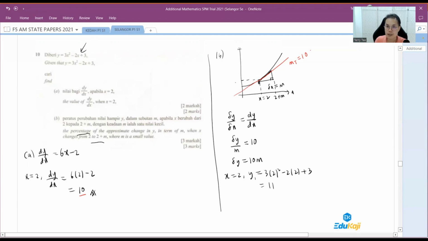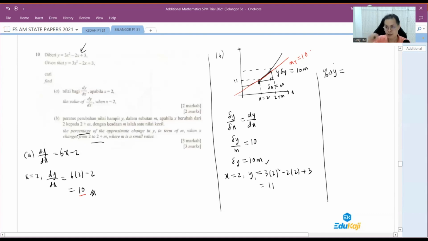Over here, 11. So now your y actually increases by delta y. In this case, your delta y is 10 m. Can you see from here? Delta y is over here. All right, so to find the percentage of change in y, you can write short form like this.